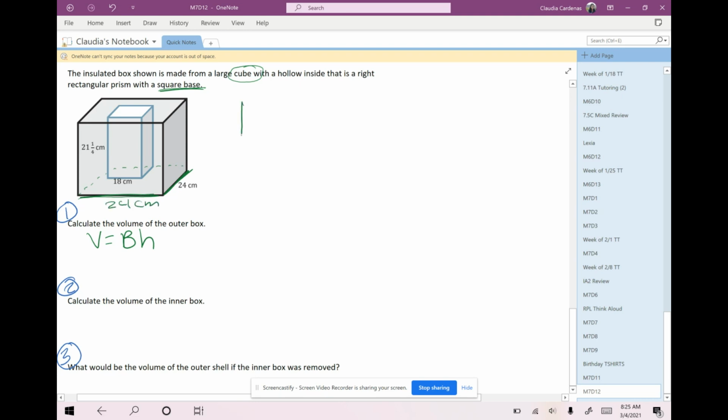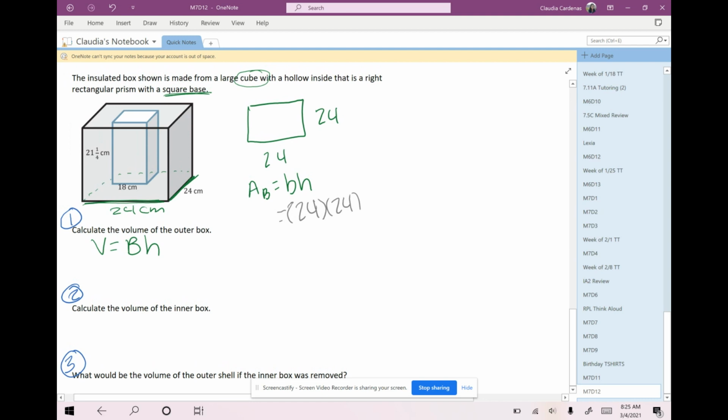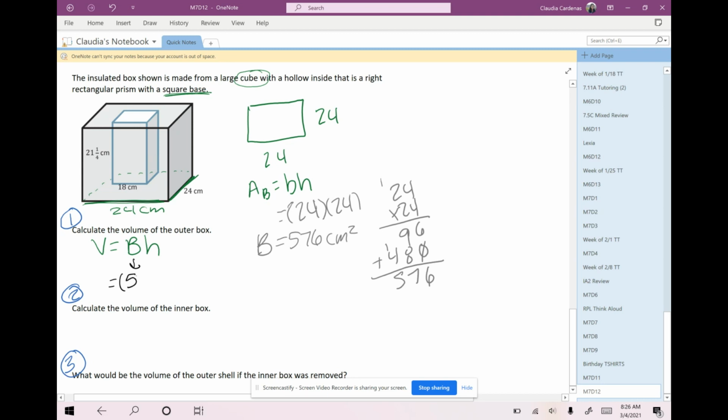So let me just redraw it over here. It doesn't really look like a square. And I know that the area formula for this square is base times height. And so I can go ahead and substitute 24 times 24, and let's see what we get when we multiply these two together, finding the area of the square. Here's our placeholder, adding right to left, and it is 576 centimeters squared. So this is big B, the area of the base. So I can go ahead and go back to my volume formula and substitute that in, 576.